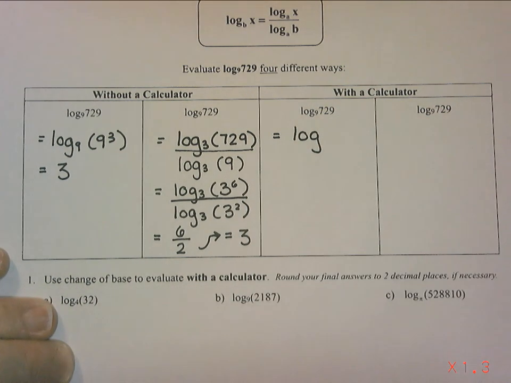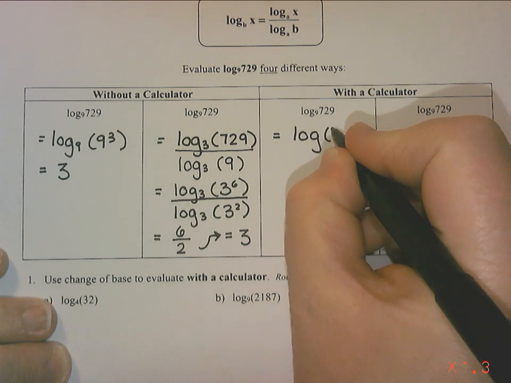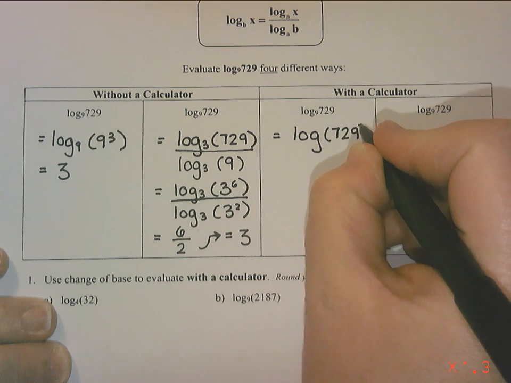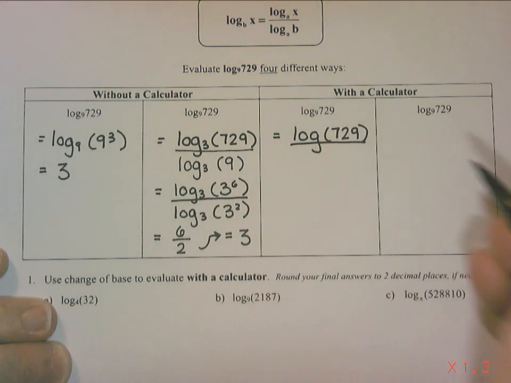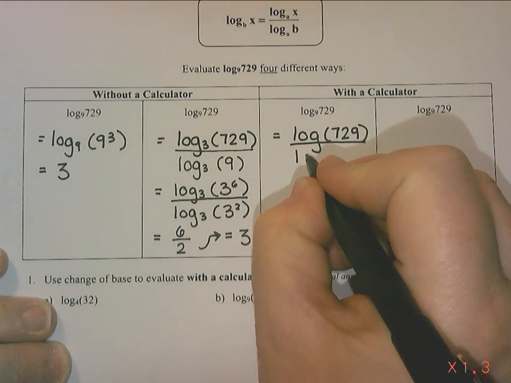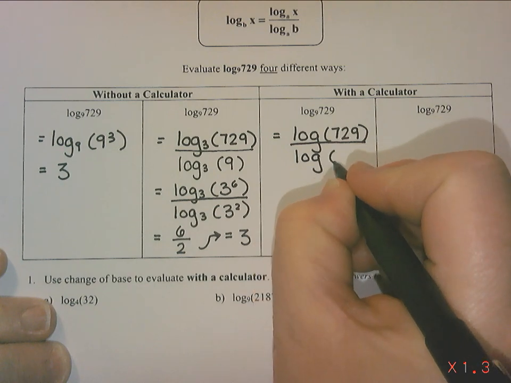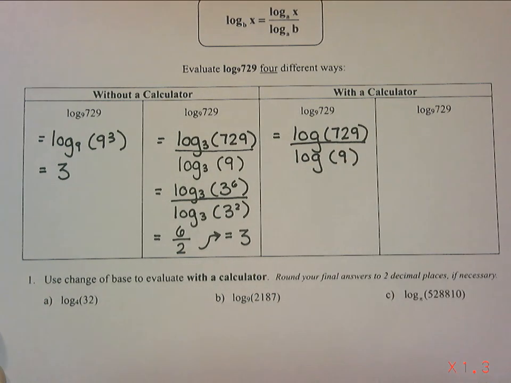I don't have to write the 10, right? That's the nice thing about log base 10. So we're going to do log of 729. We're changing it to base 10, but you have to divide by the base as well. So we're going to do log base 10, or just log, of our old base, which is 9. And then I'm going to use my calculator to do this.